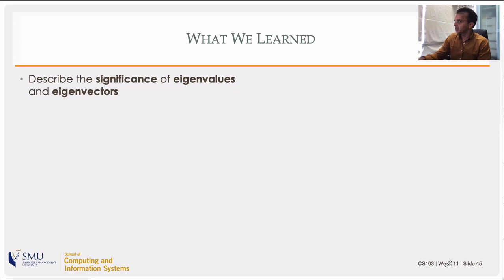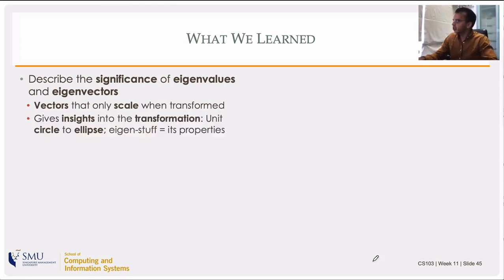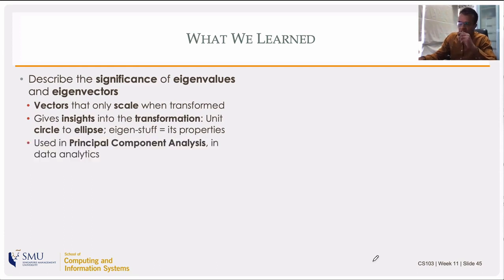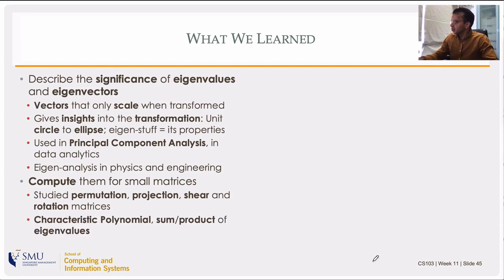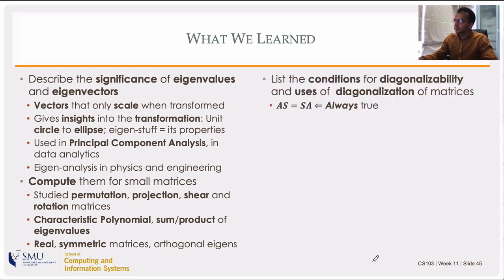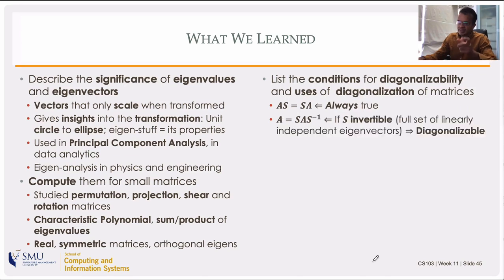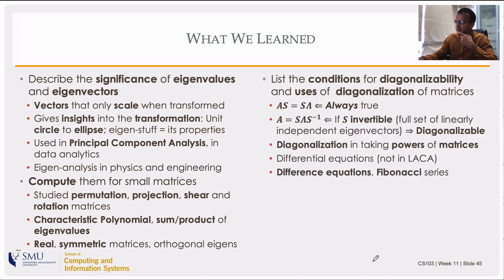So we looked at eigenanalysis, its definitions and significance. Vectors that scale when transformed rather than change orientation, those would be the eigenvectors. And it gives insights about what the matrix does, especially in the data space. That would be principal component analysis, which can be used for dimensionality reduction. So there are many, many ways in which eigenanalysis is used in physics and engineering. And we looked at eigenanalysis for small example matrices, and we looked at the characteristic polynomial and then some properties, and diagonalizability and the uses of diagonalization. And then an academic example in Fibonacci numbers.